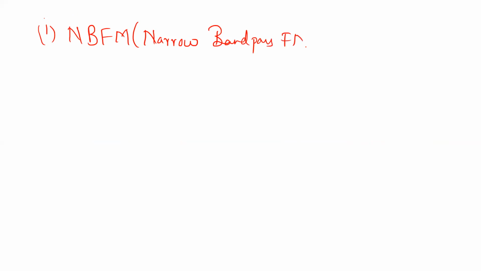So now let's dive into the first type of modulation, FM modulation. That is NBFM, narrow band frequency modulation. What is the value of beta, Jerry? Less than 1. It's less than 1, isn't it? Not equal, less than 1. Correct, absolutely. I'm happy that you're attentive in the class. Good.